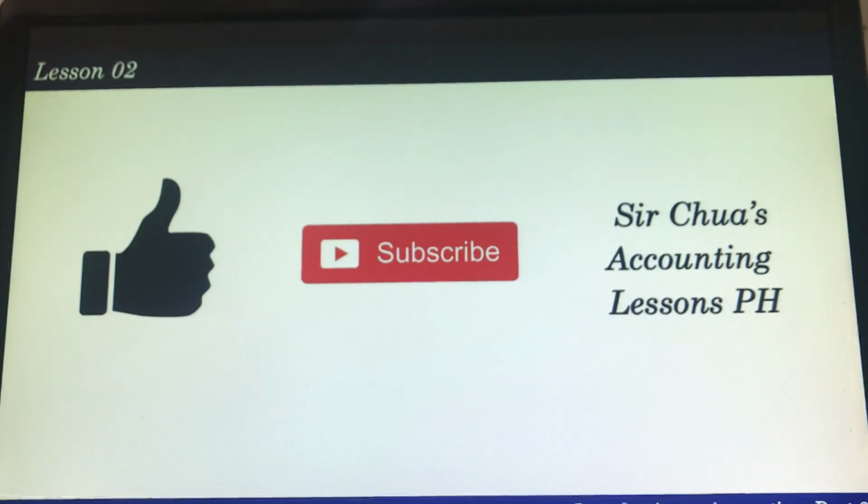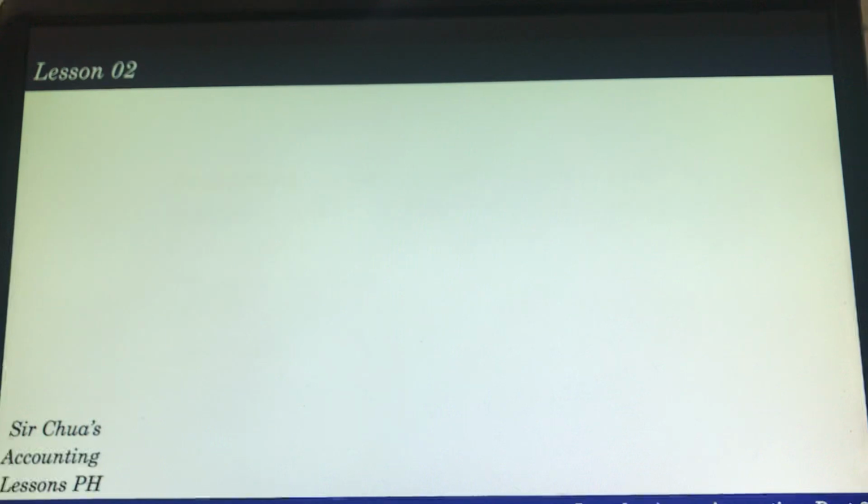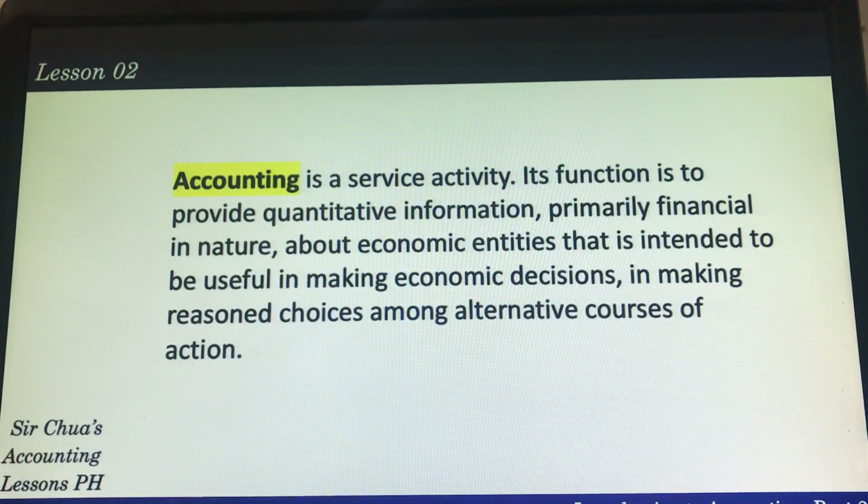Okay, so before anything else, let's have a review of the things that we have discussed in lesson 1. First of all, we have defined accounting. So accounting, again, is a service activity. Its function is to provide quantitative information, primarily financial in nature, about economic entities, that is intended to be useful in making economic decisions and in making reasoned choices among alternative courses of action.